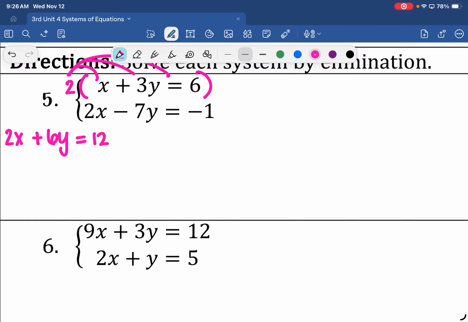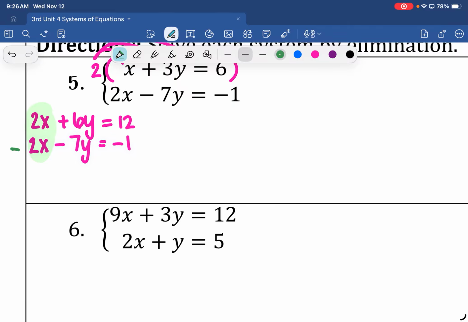Did we do anything with the bottom equation? So we're just going to bring that down. So 2x minus 7y equals negative 1. Now, which coefficients are in common? 2x. Okay, so to eliminate those, do I need to add or subtract? Subtract. Okay, what is 2x minus 2x?